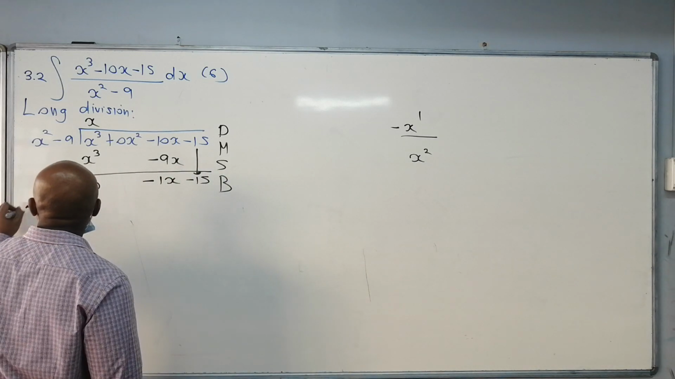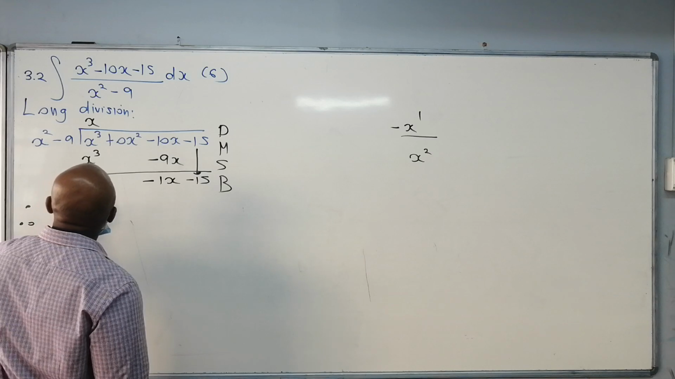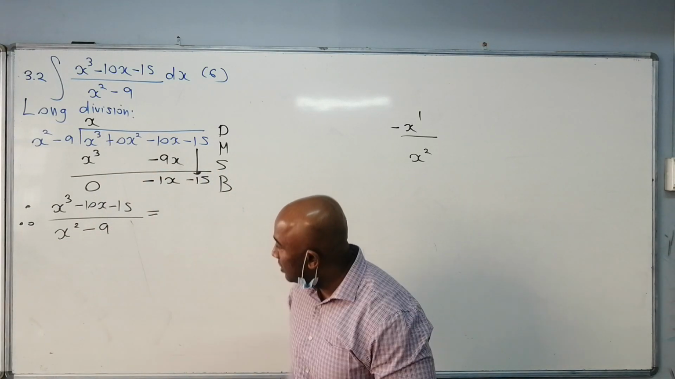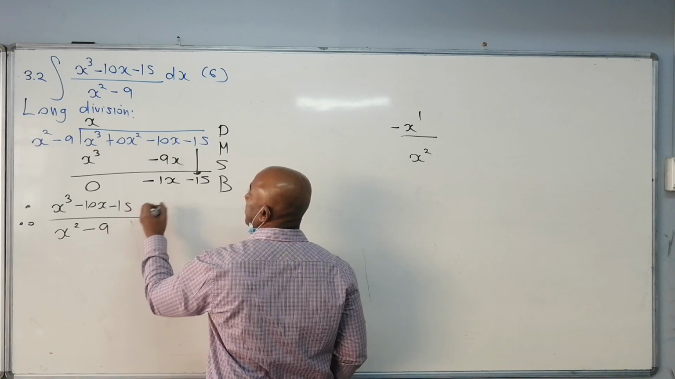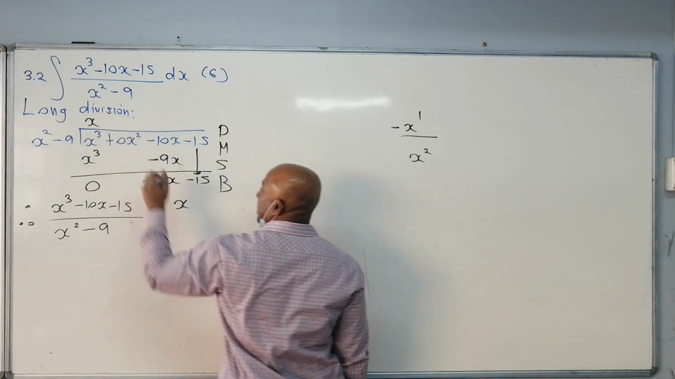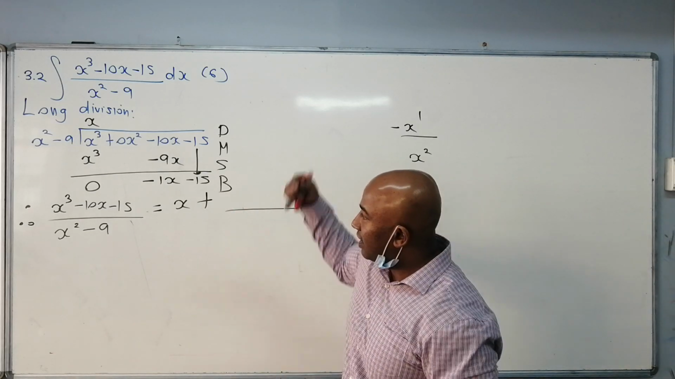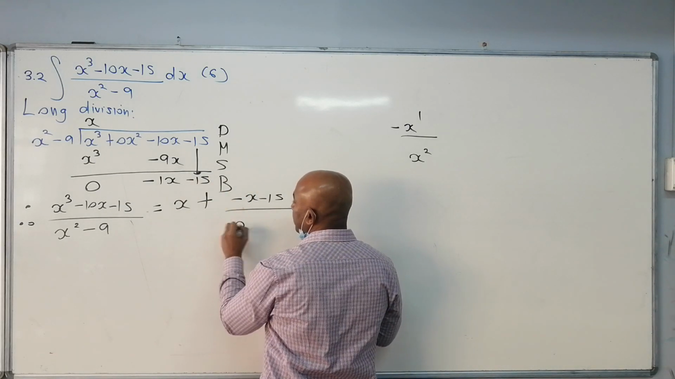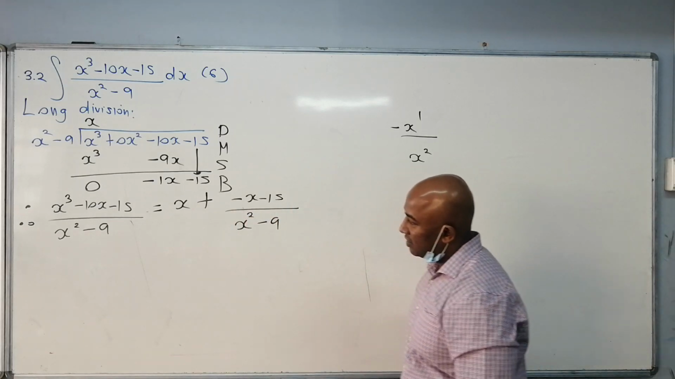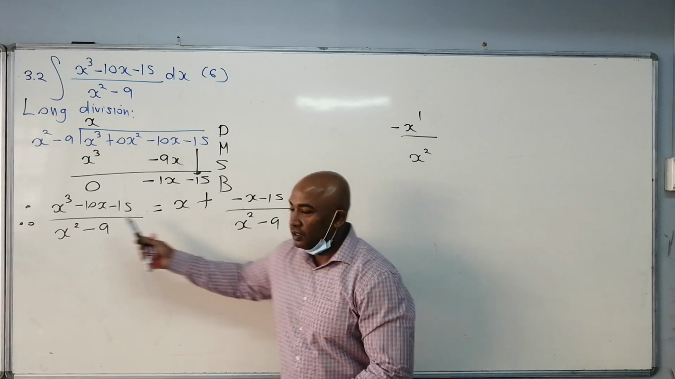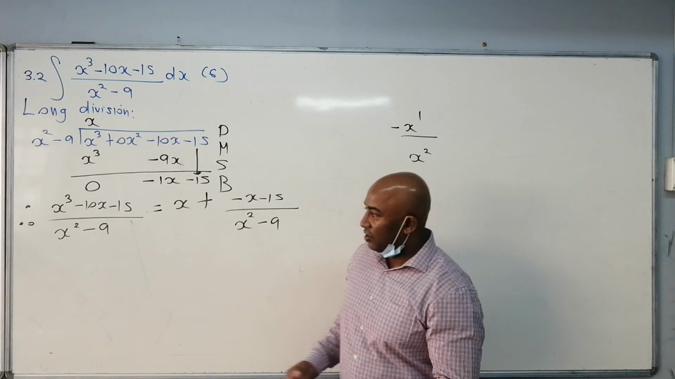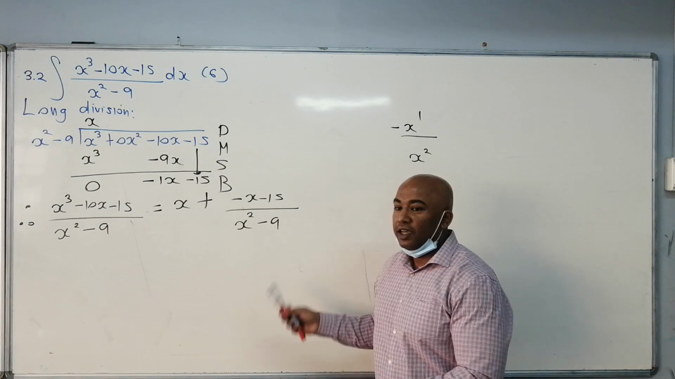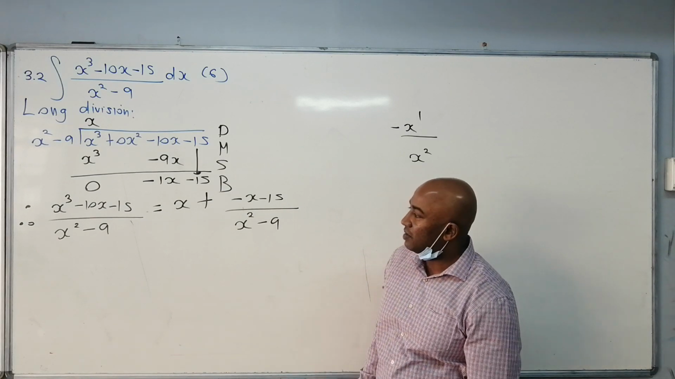So therefore, we got x cubed minus 10x minus 15 all over x squared minus 9. That was the question given to us. We simplified it and it became x, which is the portion here, plus always the remainder all over the divisor. The divisor is the denominator. So that's going to be minus x minus 15 all over x squared minus 9. Okay, so this is equivalent to that. You can check it on your calculator. You substitute a value for x in the left hand side, you'll get an answer. Substitute the same value for x and you must get the same answer there. If not, that means we made a mistake somewhere.